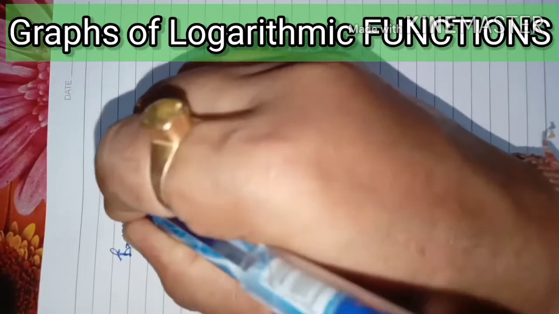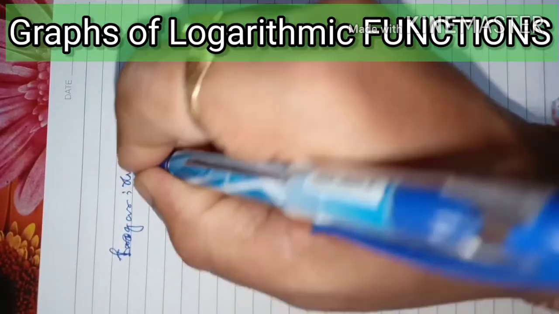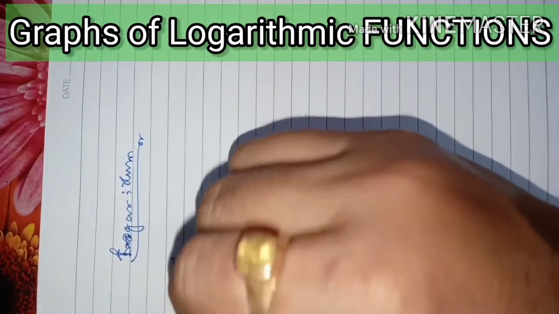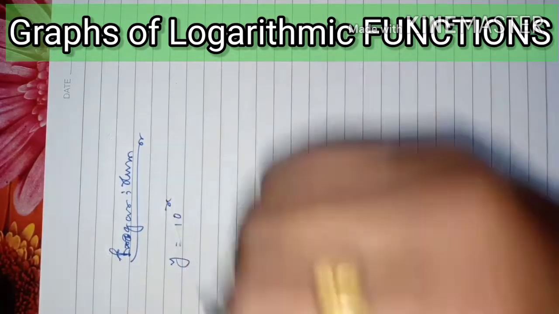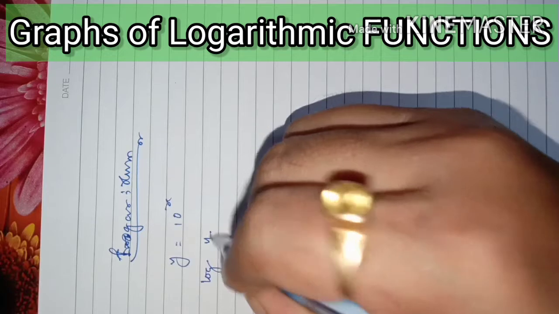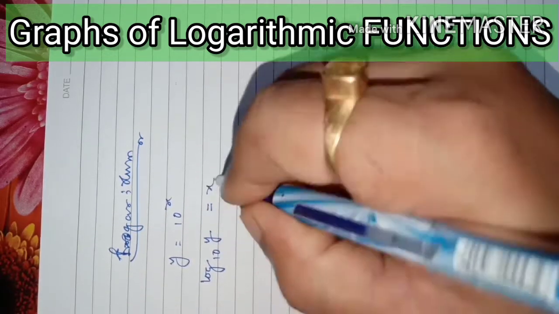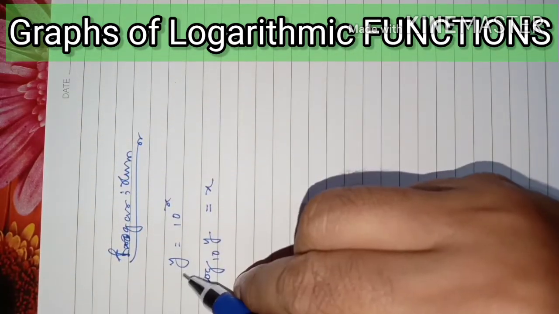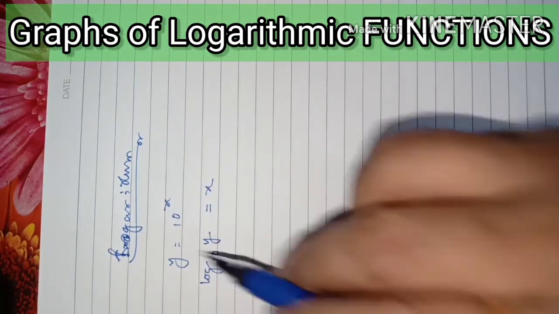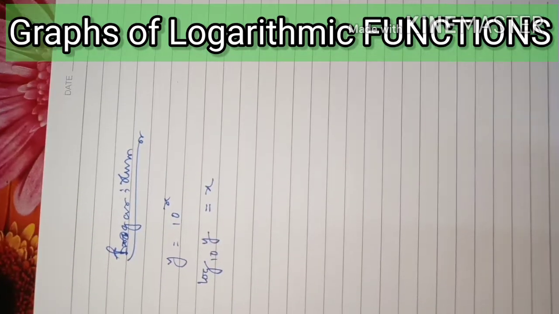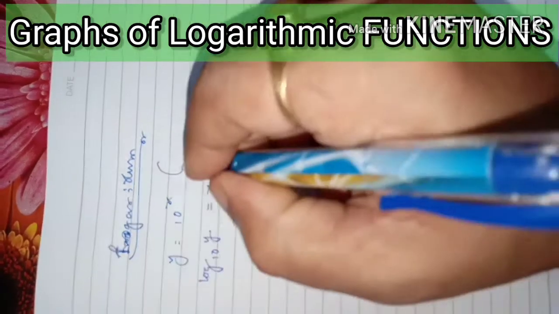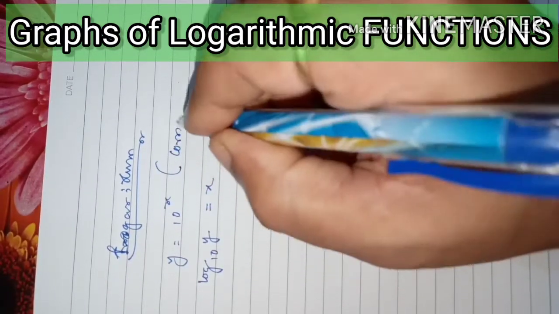In the last class, I introduced what is called logarithm. Logarithm we have introduced: if y equal to, suppose, 10 to the power of x, then we say that log of y to the base 10 is equal to x. When a number is expressed in exponential form, that is equivalent to this expression. Here, y equal to 10 to the power x, we call it the common exponential function.